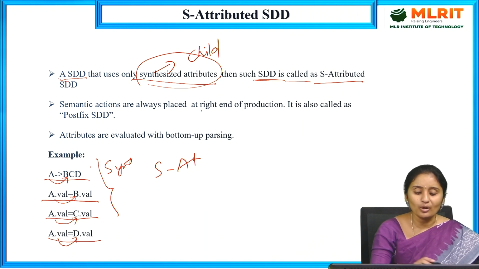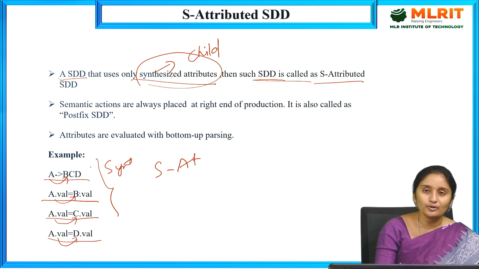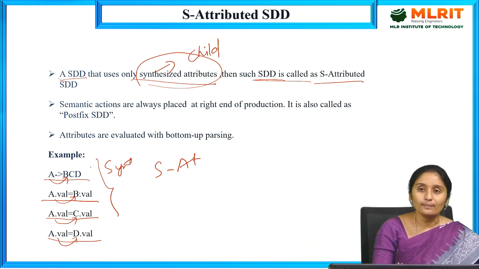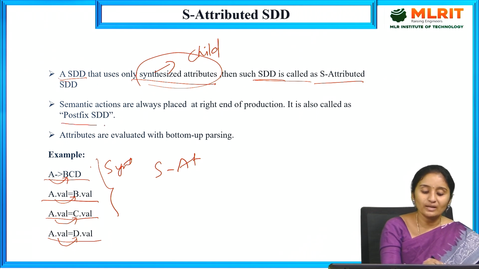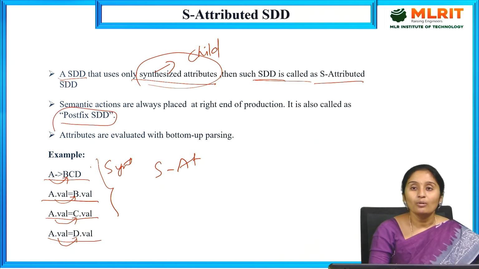Semantic actions are always placed at the right end of the production. Where are we going to place the semantic actions? Always at the right end of the production. Then we can also call those productions postfix SDD.